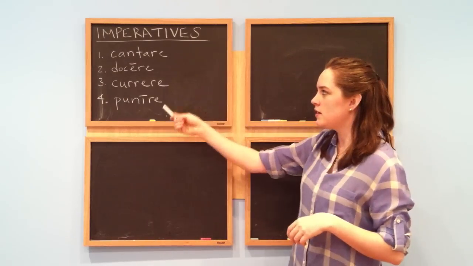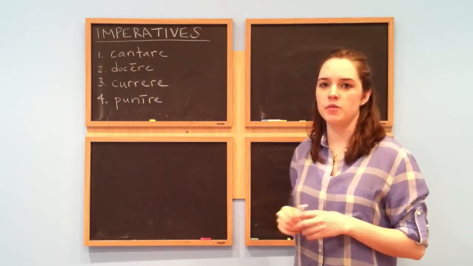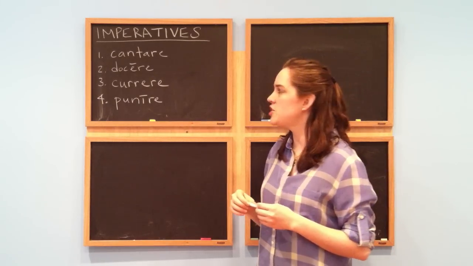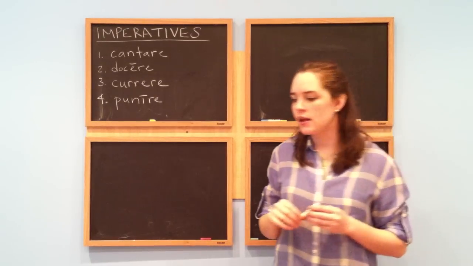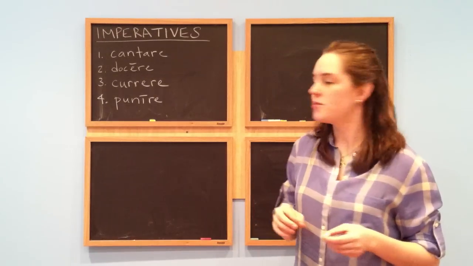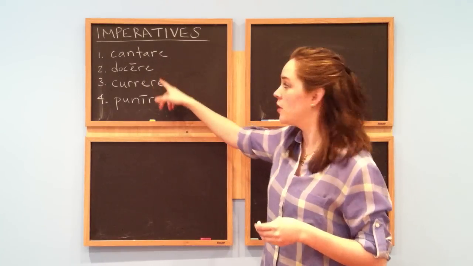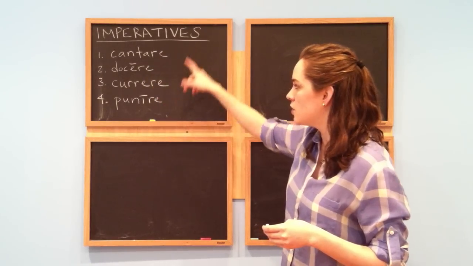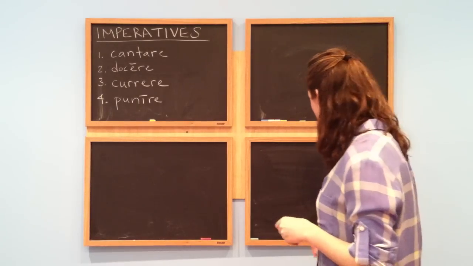Here I've listed one infinitive from each conjugation of verbs. Remember, a conjugation is a family of verbs that all have the same endings. And you identify a verb's conjugation by the ending of its infinitive form. And these are all infinitive forms. The infinitive is the second principal part of a verb.